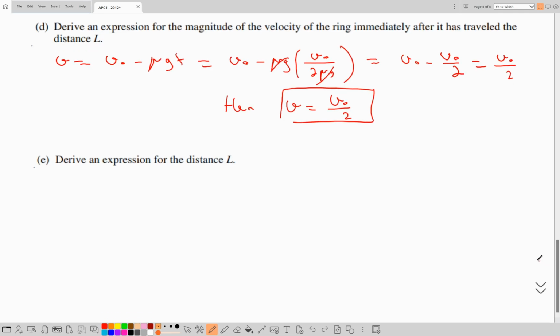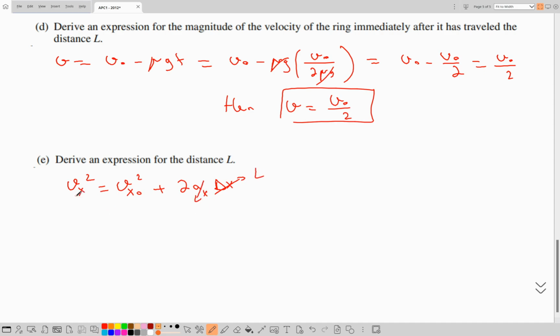Now finally, the last part of this exercise, they're telling us to derive an expression for the distance L. Again, we can use kinematics. You can think about any equation, whether x is x0 plus v0 t plus half a_x t squared, or vx squared is equal to vx0 squared plus 2 a_x delta x. All of them work. So let me use vx squared is equal to vx0 squared plus 2 a_x delta x. Remember that all of these vector quantities might be positive or negative. Now delta x is the distance or displacement, which is L.